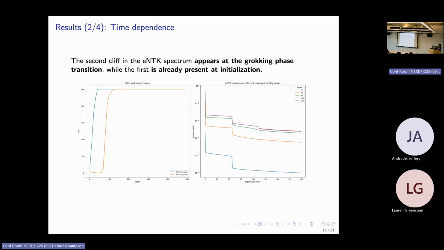And the right-hand side shows the NTK spectrum at different training times. And in it, we can see that at the same time as grokking, the second cliff forms in the eNTK spectrum. It's between the green and red lines. The green line is epoch 80, and the red line is epoch 100. So this suggests perhaps we can use this as a tool to track when phase transitions are happening in the model. Also, the blue line is the spectrum at initialization. And so interestingly, there we see that the first cliff is already present at initialization.